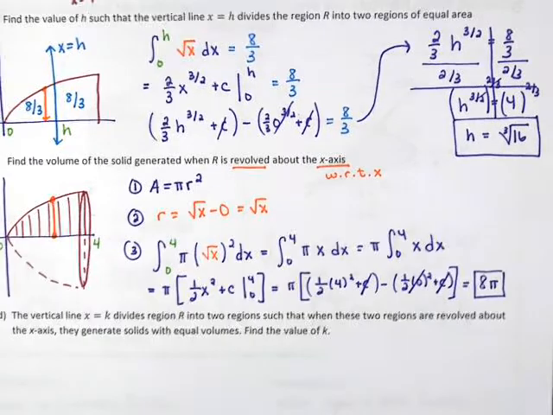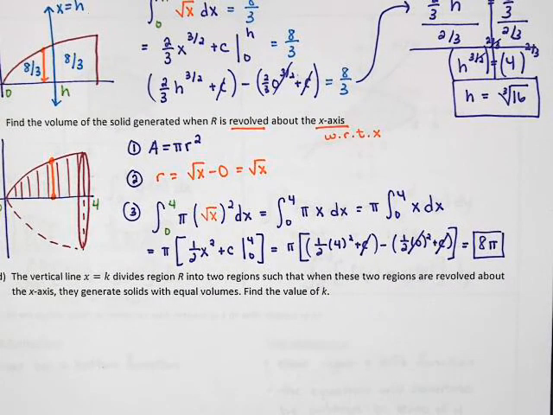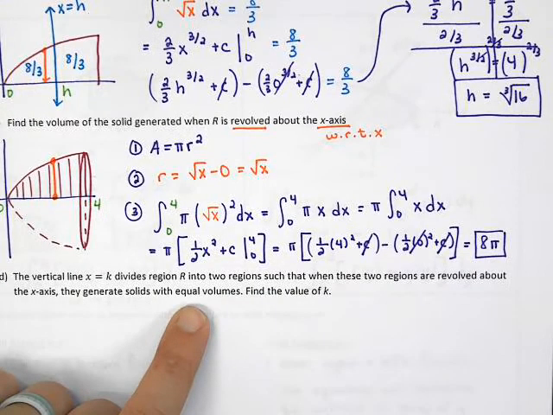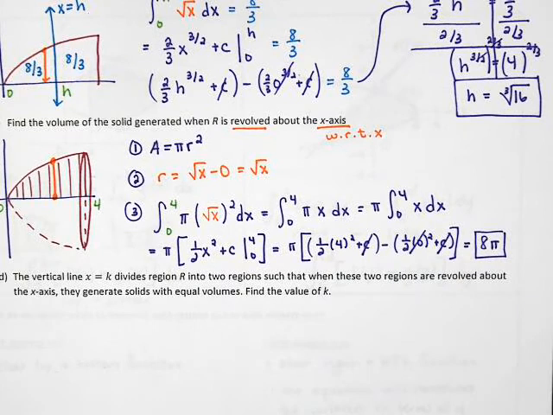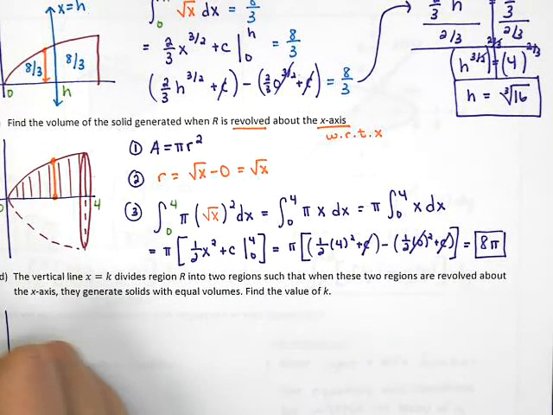In part D, it says, the vertical line x equals k divides region R into 2 regions, so that when these 2 regions are revolved around the x-axis, they generate solids with equal volumes. Find the value of k. Now what we're doing is very similar to part B, where we were splitting up our area into equal areas, but this time we're trying to figure out how to split up our volumes into equal volumes. So I'm going to, again, sketch a picture. I think that can be very helpful.